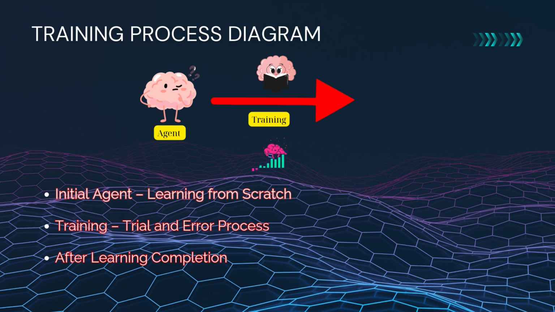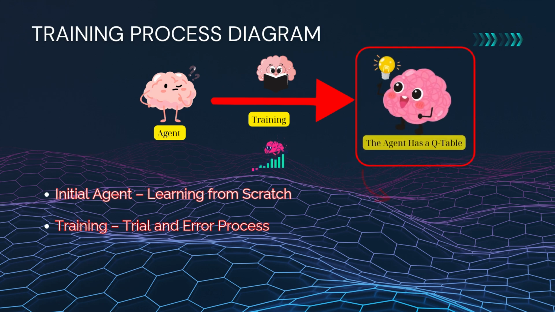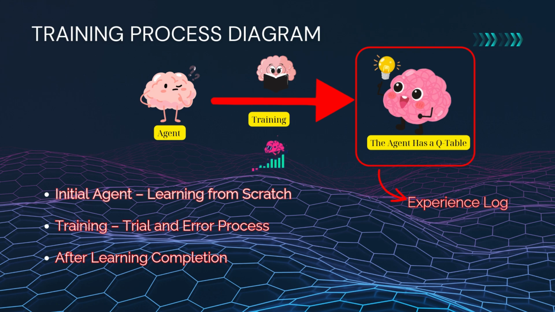Over time, the agent doesn't just memorize effective actions but also stores them in an experience log, which could be a Q table or a more advanced structure like a neural network. Thanks to this experience log, the agent no longer needs to rely on trial and error. Instead, it can look up past knowledge to make faster and more informed decisions.